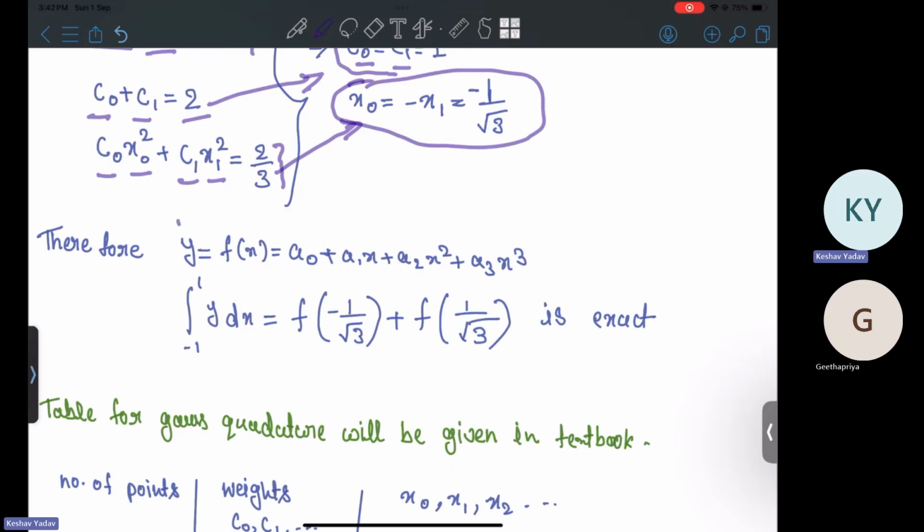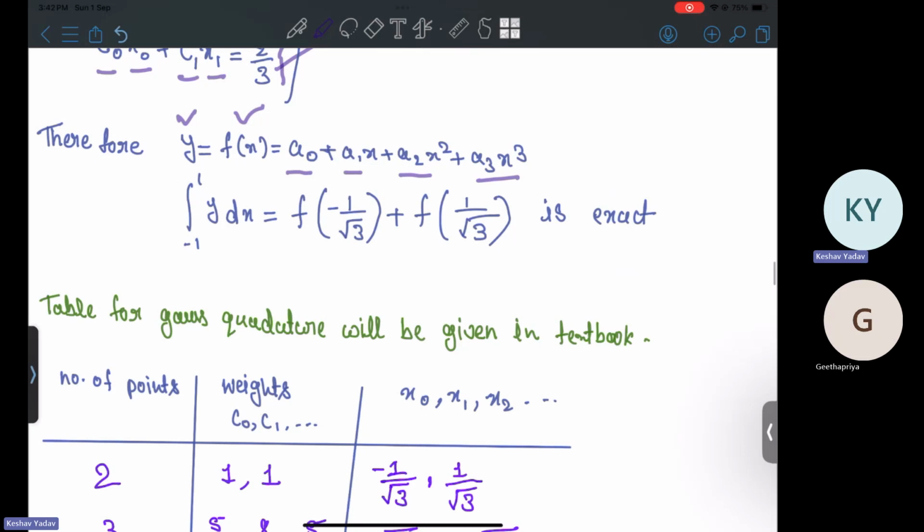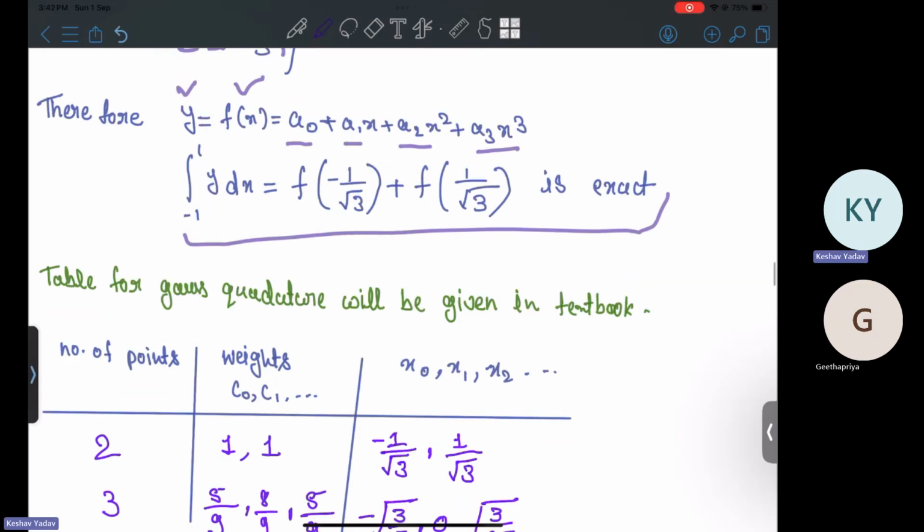So therefore, if my y is a function f of x, I can assume a0 plus a1x plus a2x square plus a3x cube. Then if I use f at minus 1 upon root 3 plus f at 1 upon root 3, that will give me the exact integration. Okay. So this is what the Gauss quadrature method is.